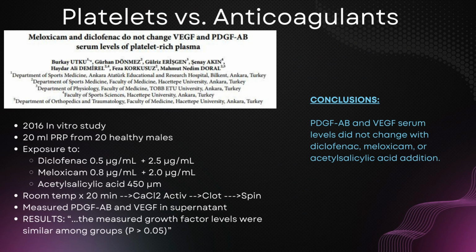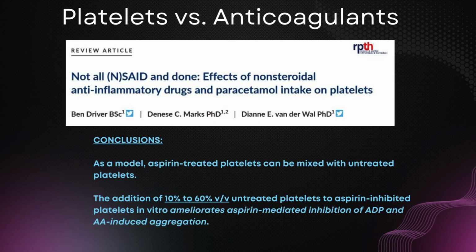This group from Turkey found that in vitro serum levels of PDGF and VEGF did not change in PRP exposed to Voltaren, Mobic, and aspirin. And finally, from the platelet storage world, Driver points out that the addition of even a small amount, as low as 10% by volume, of normal platelets which have not been exposed to aspirin or other NSAIDs is enough to restore normal aggregation response to ADP and arachidonic acid.